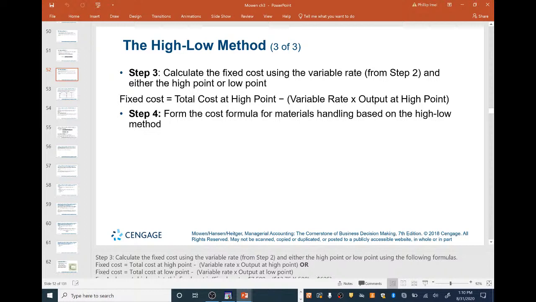As we can see here, fixed cost equals total cost at high point minus variable rate times output at high point, okay? Then the last step is the cost formula for materials handling based on the high-low method. That can be done, obviously step 4, by applying steps 1 through 3.